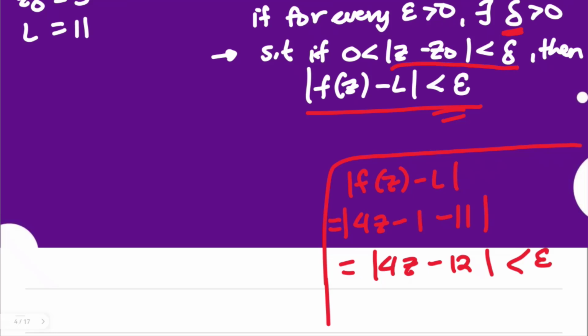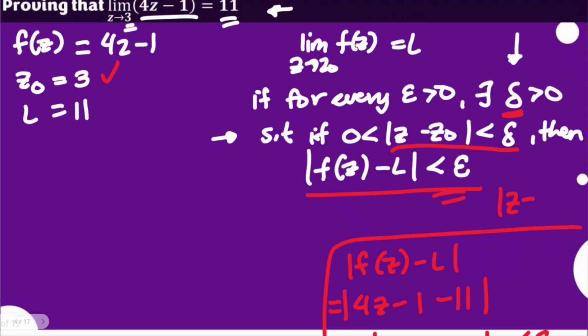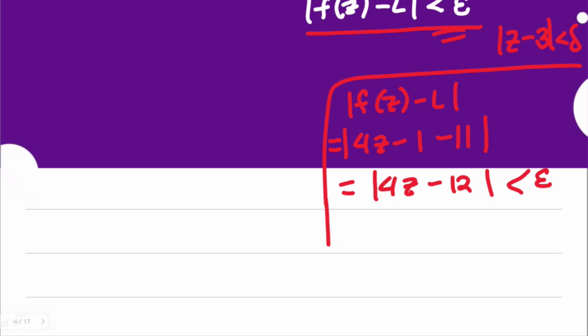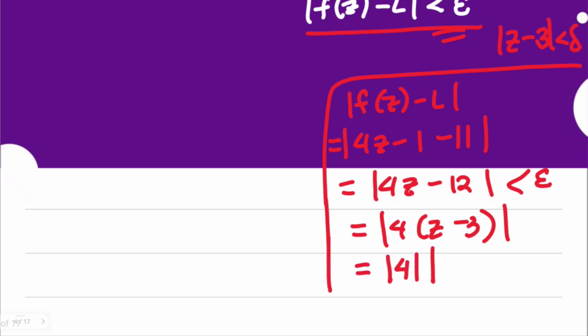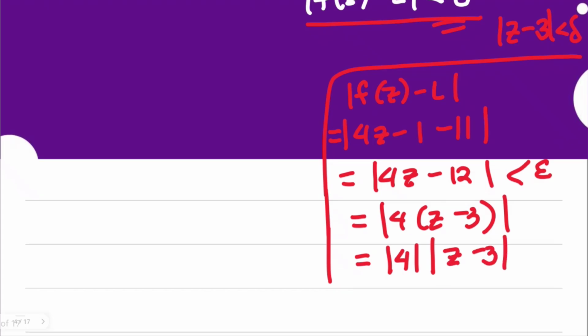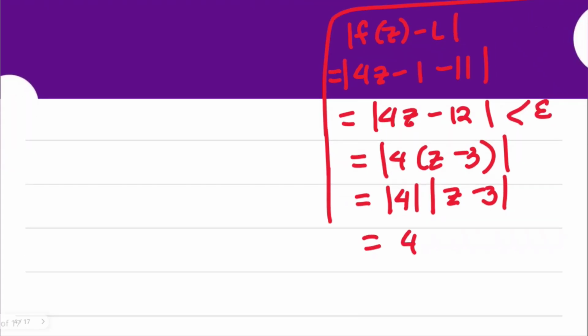Take note that this portion is z minus z sub 0, so that would mean z minus 3 must be less than delta. This would be the representation for our delta. That would mean we need to manipulate this in such a way that z minus 3 would appear. Actually, this is 4 times z minus 3, and we can see here that z minus 3 is already appearing. So by the properties of absolute value, you have here the absolute value of 4 times the absolute value of z minus 3. That would mean it's equal to 4 times the absolute value of z minus 3, which is less than epsilon.